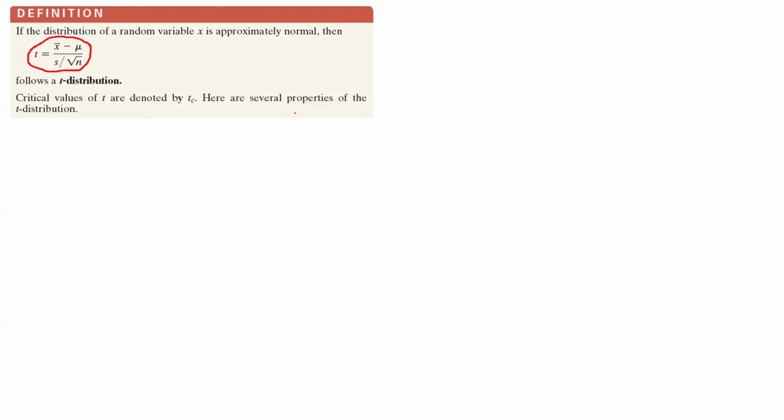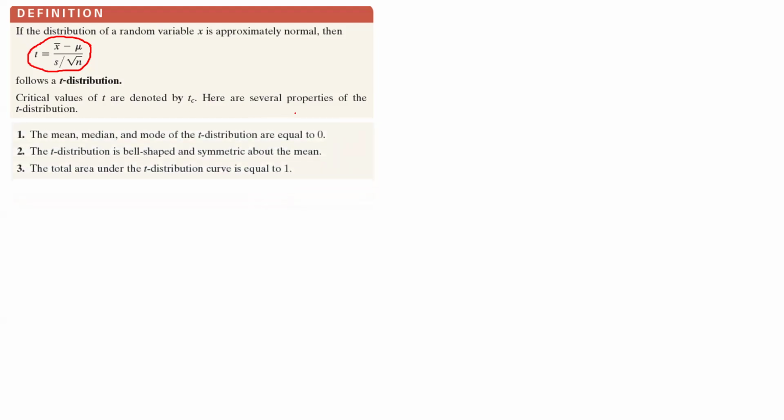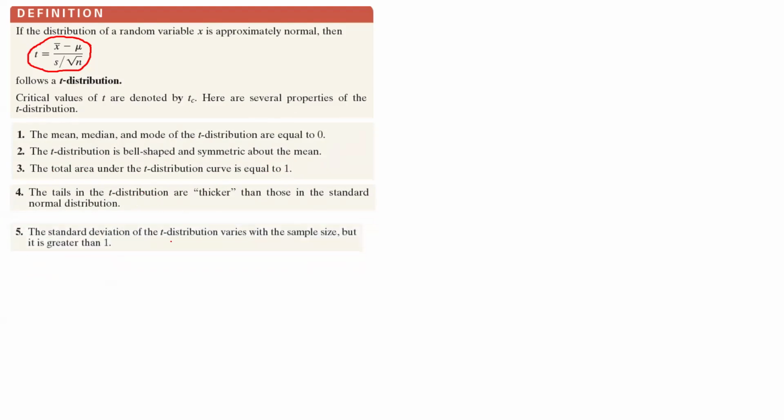Here are several properties of the t distribution. The mean, median, and mode of the t distribution are equal to 0. The t distribution is bell-shaped and symmetric about the mean. The total area under the t distribution curve is equal to 1 or 100%. The tails in the t distribution are thicker than those in the standard normal distribution. The standard deviation of the t distribution changes as the sample size changes, but it is always greater than 1.